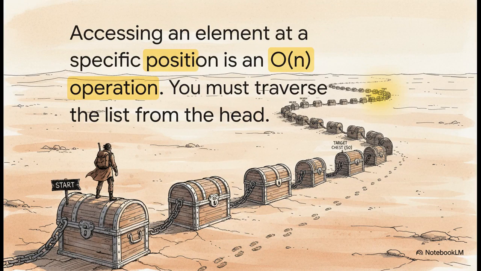But there's always a but, isn't there? Here's the trade-off. What if you need to find, say, the 50th item in the list? Well, with an array, you could just jump right there. But with our treasure hunt, no way. You can't just magically appear at the 50th chest. You have to start at the beginning, at the head, and follow 49 different maps to get there. It's a long trek. This is an O of n operation, which is a fancy way of saying the time it takes to find something grows with the size of the list.